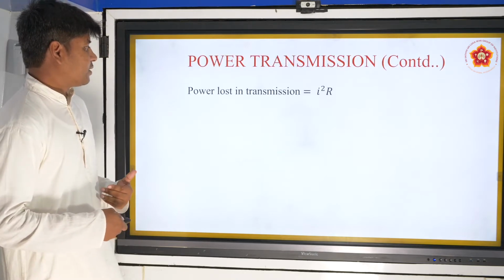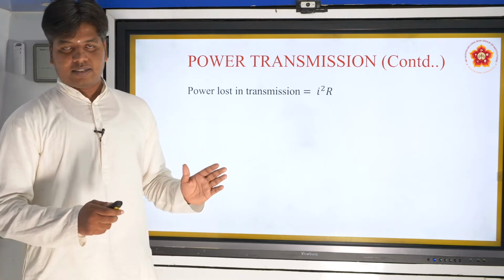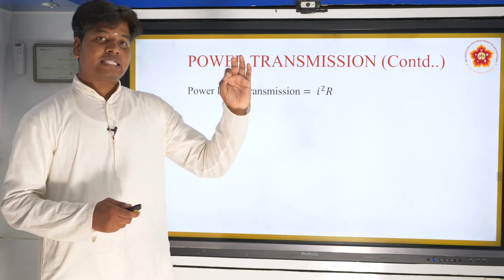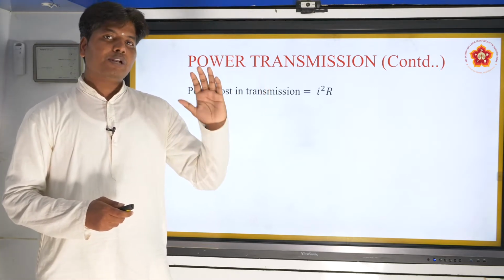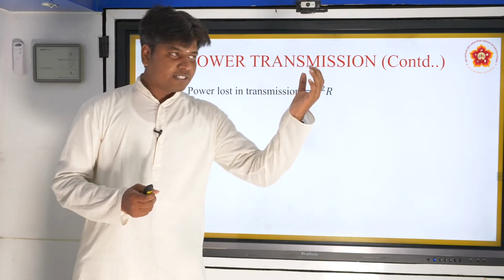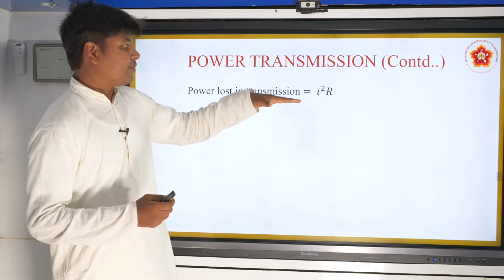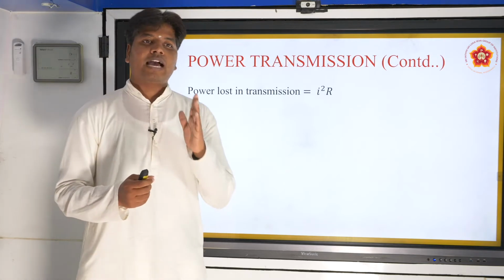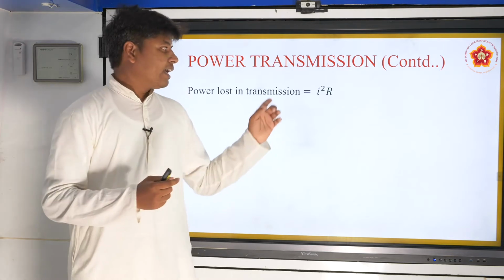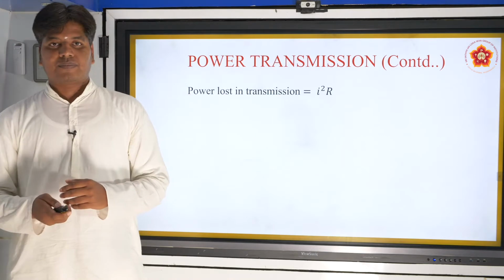So power lost in a transmission is given by I square R, which you studied in the last chapter. If the power lost in transmission is I square R, what will be the energy lost in the transmission? If the current I flows in the transmission wire of resistance R, the power lost will be I square times R. That many times the power is being lost.